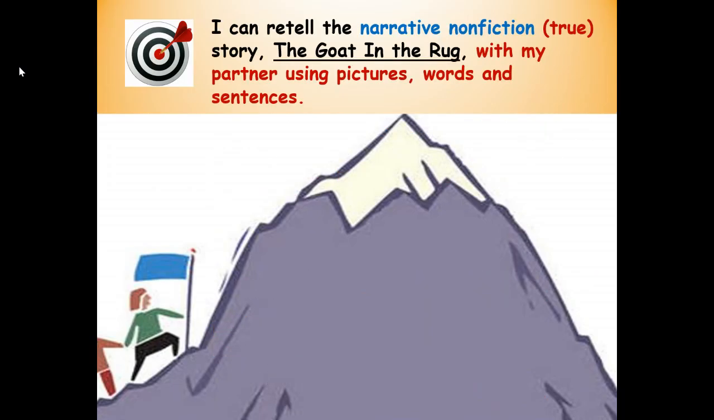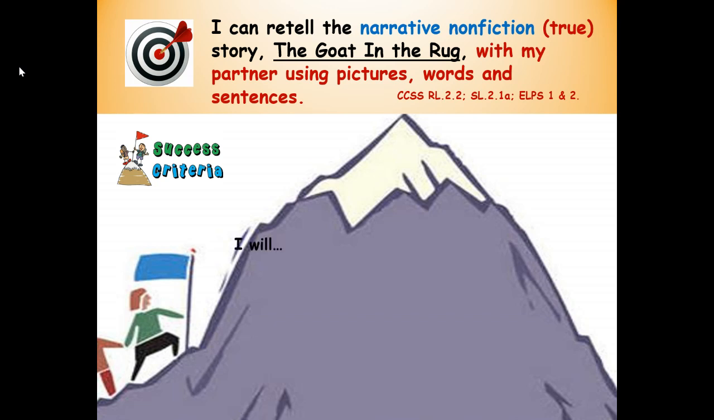All right, let's start with our learning target. I can retell the narrative nonfiction, that means true story, The Goat in the Rug, with my partner using pictures, words, and sentences. Read it again with me. I can retell the narrative nonfiction or true story, The Goat in the Rug, with my partner using pictures, words, and sentences. Success criteria. That means how will you be successful in retelling the narrative nonfiction true story, The Goat in the Rug? Here's our roadmap for success as we climb our learning mountain.